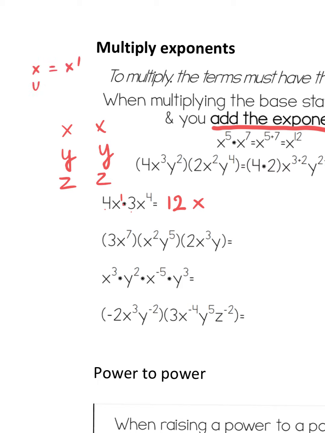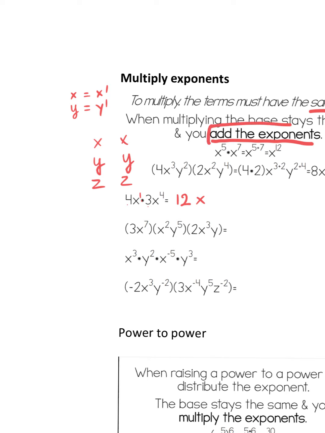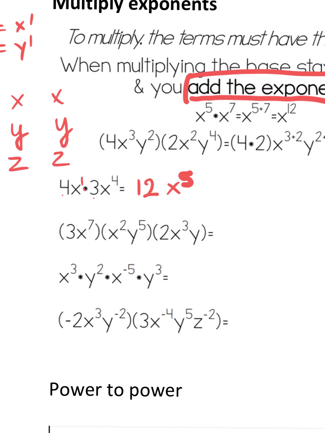Okay, y by itself means y raised to the power of 1. So we're going to combine, add the exponents. So 1 plus 4 is 5. Does that make sense? All right, next one.